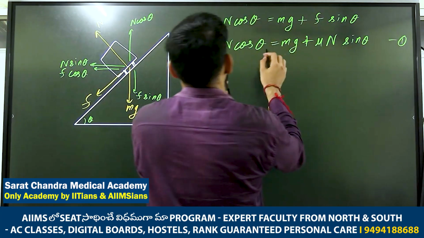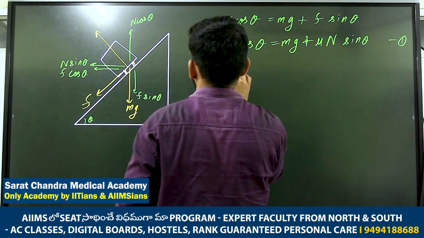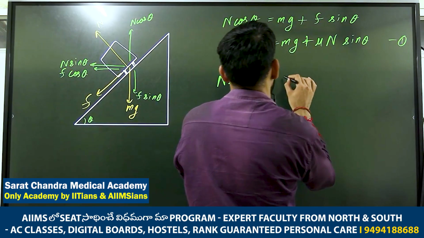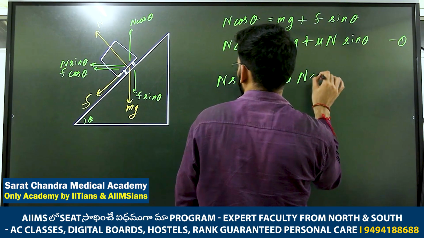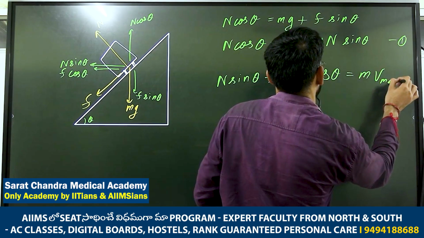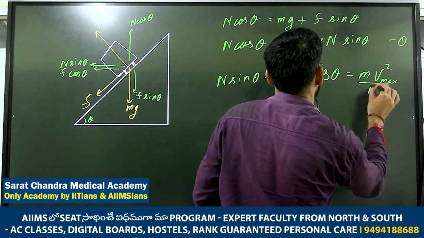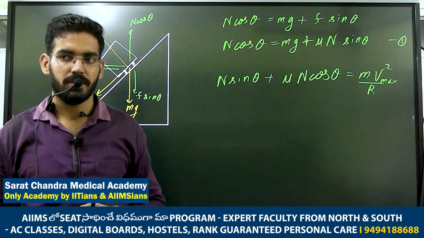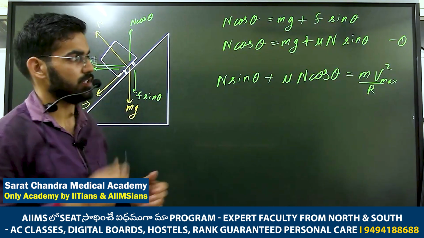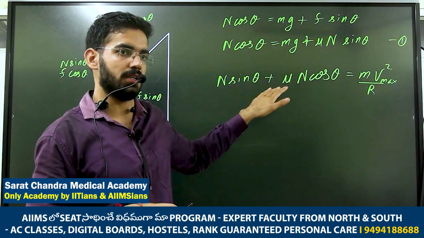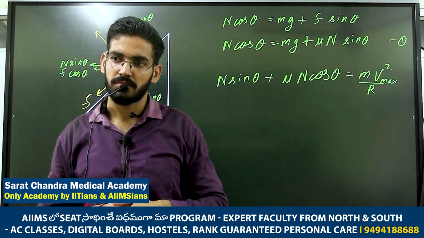Okay, so now write down the second equation, net force towards the center. That will be N sin theta plus F. F is what? Mu into normal, cos theta is equal to M Vmax square by radius, let's say R. Okay, how many variables do we have? What you do is, from this equation you calculate normal, put it here. Answer came. Can you do this?